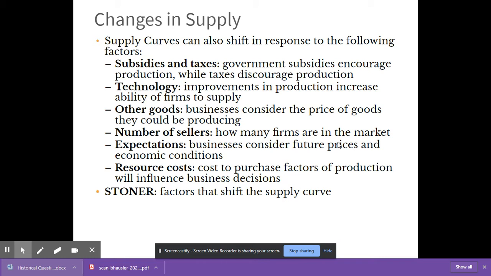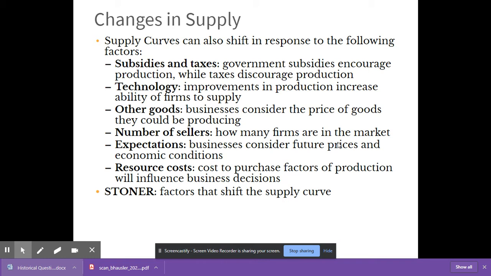Other goods and number of sellers is the same concept as the buyers and consumers, or the income and consumers of demand. The more goods, it will make it more difficult. So if there's other goods or businesses could consider, we're going to see that go to the left. But if they can solely focus on supply, it will shift to the right. For the number of sellers, if there's more firms in the market, there is more competition. So we might see it go left versus less sellers. We might see it be able to go to the right because they can make it cheaper.